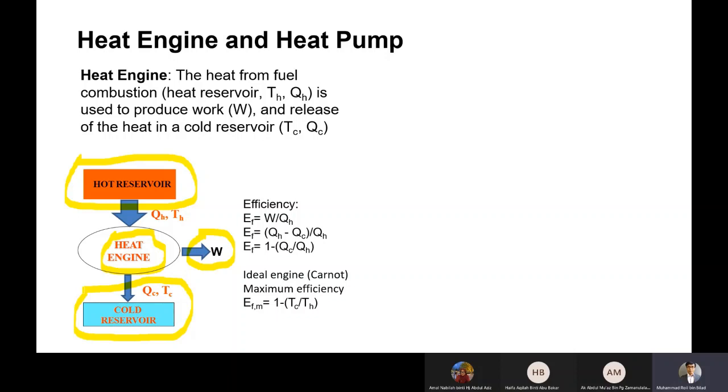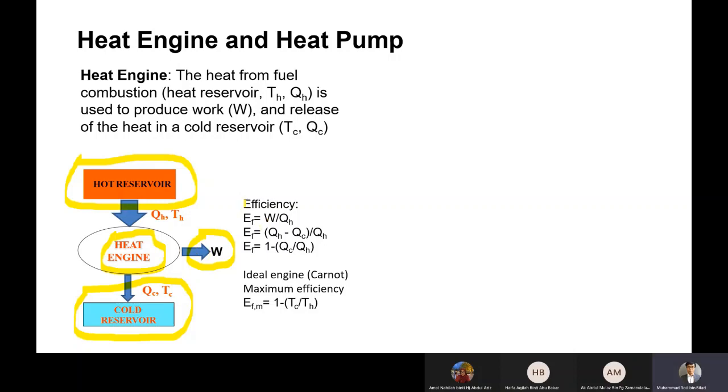This is the thermodynamic illustration of a heat engine. So we take part of the heat to become the work. Work is the car moving. And we release some of the heat to the environment. So when we have this kind of mechanism, basically what we get is work.